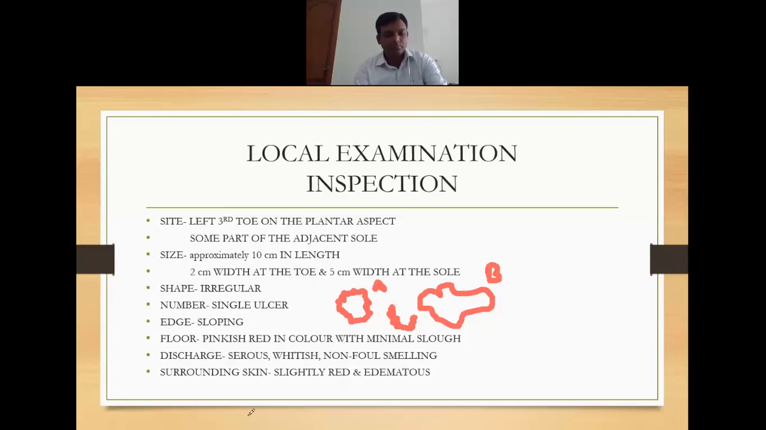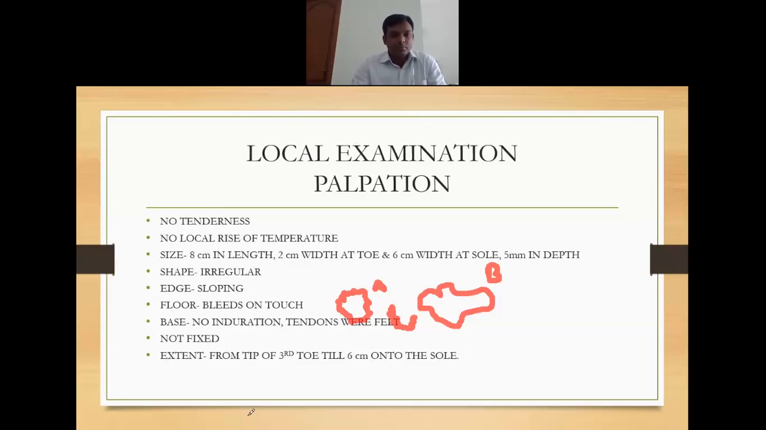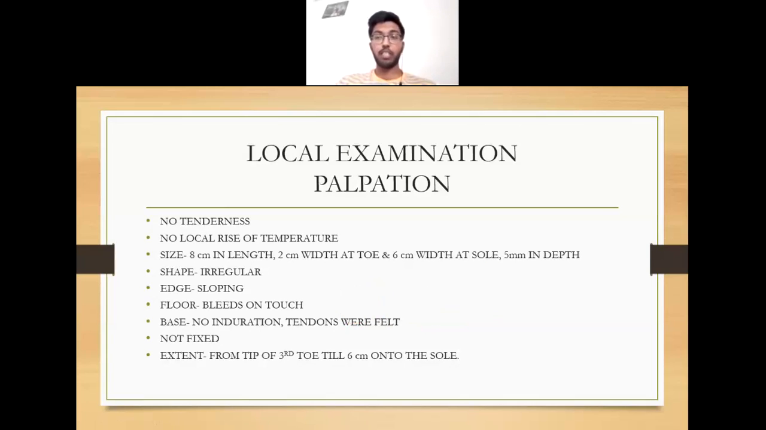Palpation. There is no tenderness around the ulcer. There is no local rise of temperature. The size is 8 centimeters in length and 2 centimeters wide at the toe and 6 centimeters wide at the sole and 5 in depth. It's an irregular ulcer and the margin is regular. The floor bleeds on touch. There is no induration of the base. It's not fixed. The extent is from the tip of the third toe till 6 centimeters onto the sole.